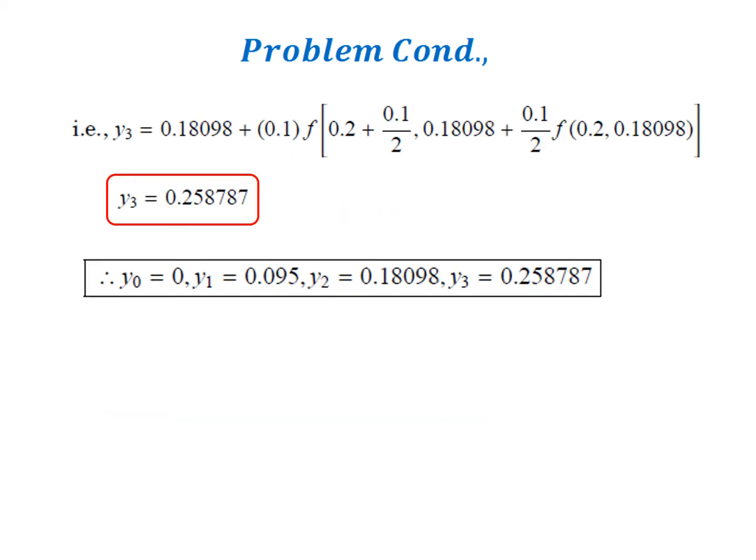Now, y3 is equal to y2 plus h times f of x2 plus h by 2, comma y2 plus h by 2 times f of x2 comma y2. Simplify all those things. We will get y3 is equal to 0.258787. And finally, we are getting the values y0 is equal to 0, y1 is equal to 0.095, y2 is equal to 0.18098 and y3 is equal to 0.258787. Come to the next problem.